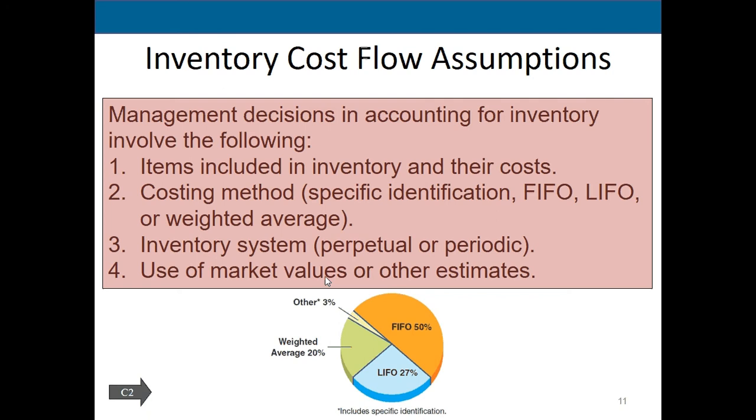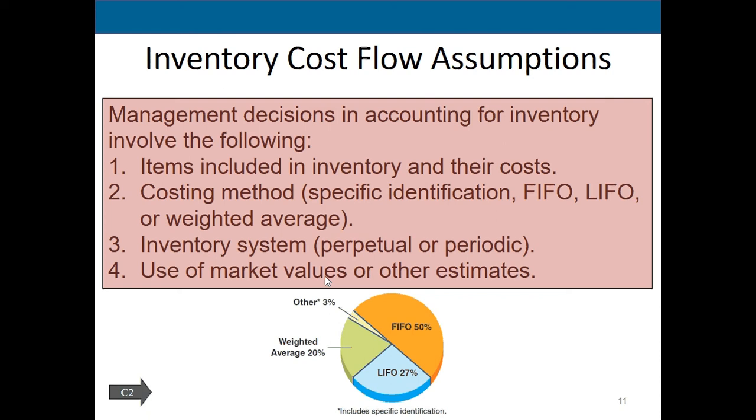Here's the cost flow assumption. Management decisions and accounting for inventory involve the following things. One, items included in inventory and their cost. That's what's in inventory. We already talked about that. The second one is really the majority of what we're going to deal with in this chapter, the different costing methods of inventory. You'll see 4 of them listed there. Are there others? There absolutely are. They're way more specific and more advanced.